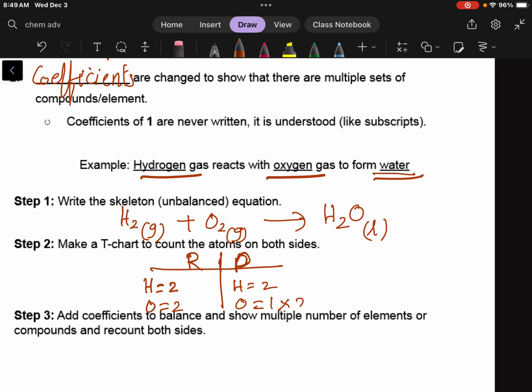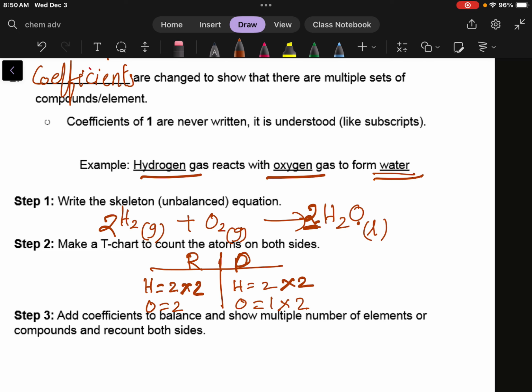Multiply with the 2. You cannot multiply the single element because it is one instant, okay? You can multiply only here. So I'm going to multiply here with the 2. What happened now? Oxygen is balanced, but there is a problem now. Hydrogen is 4. Hydrogen also got multiplied. So I have to make the hydrogen equal on the left-hand side by multiplying with what? 2.